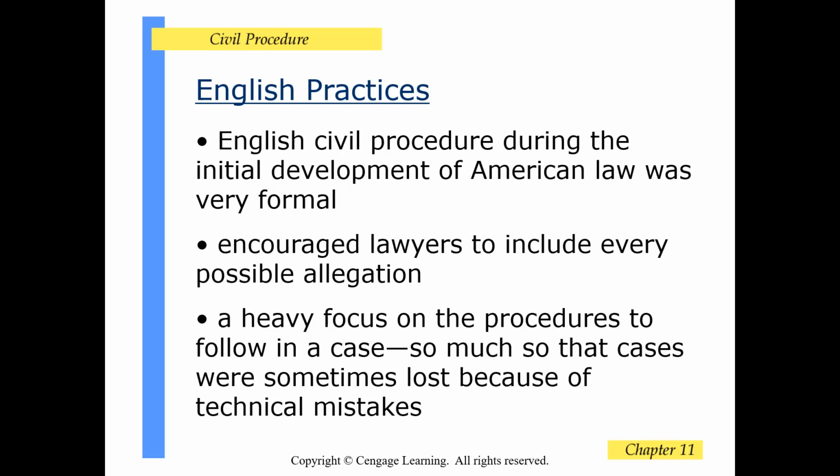Our civil procedure is rooted in English practices. English civil procedure during the initial development of American law was very formal. It encouraged lawyers to include every possible allegation in the initial pleading. There was such a heavy focus on the procedure to follow in a case that cases were sometimes lost because of technicalities.